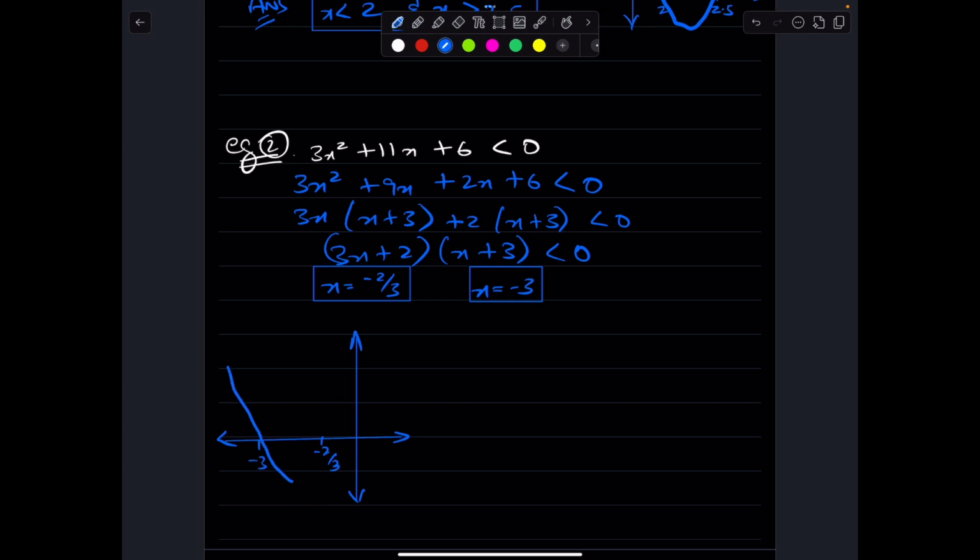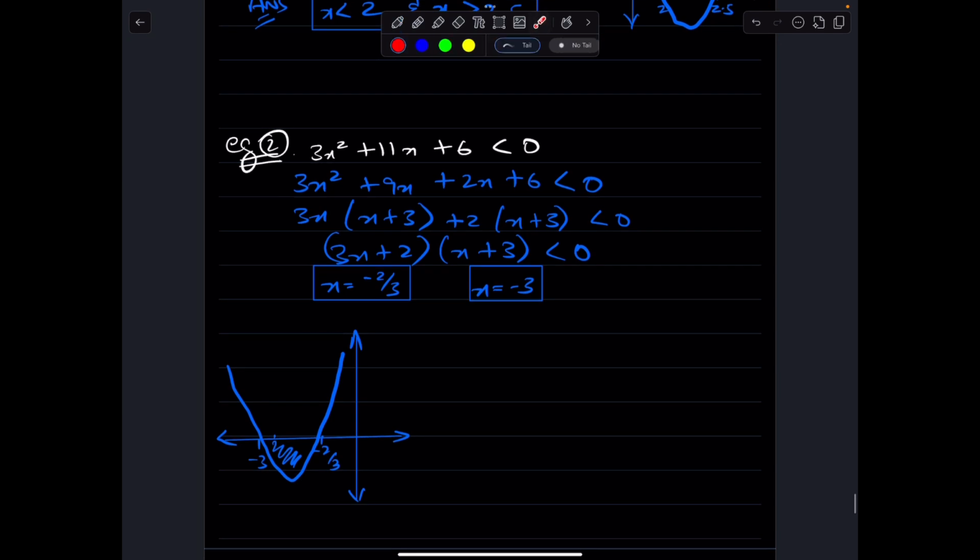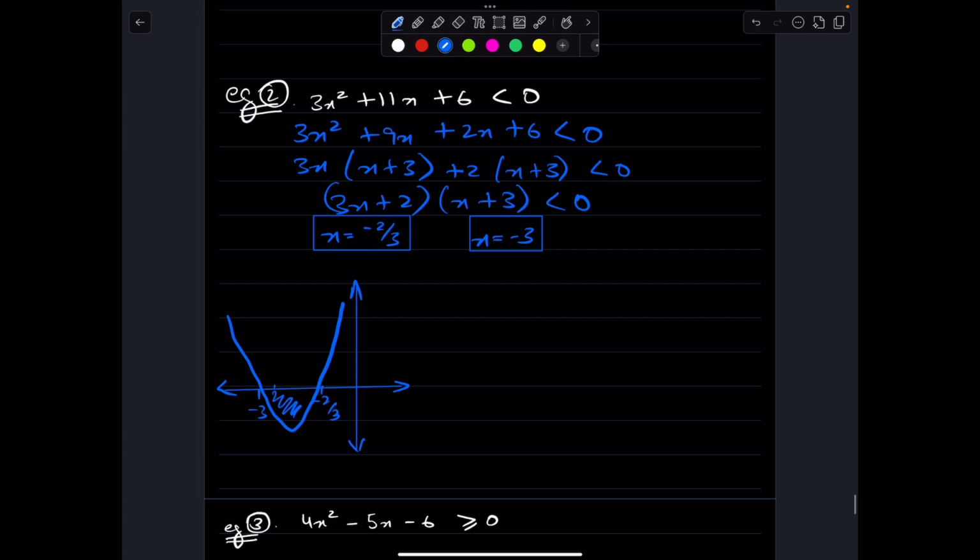The quadratic graph would look something like this. We need the region below the x-axis since it is a less than sign. So we shade this region. So the region required is between minus 3 and minus 2 over 3. So the inequality would look something like this. The smaller number comes on the left and the bigger number comes on the right. So x lies between minus 3 and minus 2 over 3.